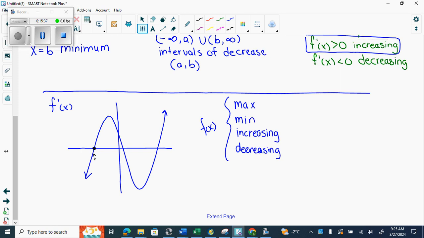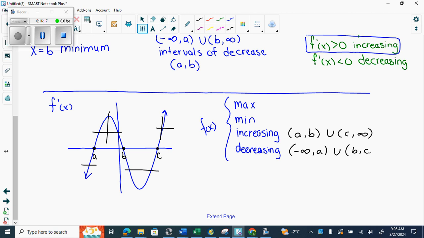We're going to say A, B, C. Where is this graph increasing? A to B and C to infinity, because this is where the graph is positive, right? We really care about where f prime of x is positive. Where f prime of x is positive, we have increasing. So it's from A comma B or C to infinity. It's decreasing here and here, so it would be from negative infinity to A or B to C.